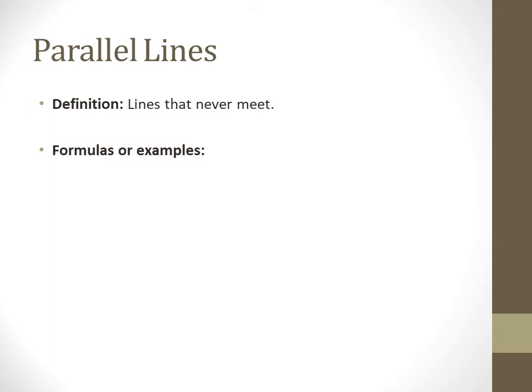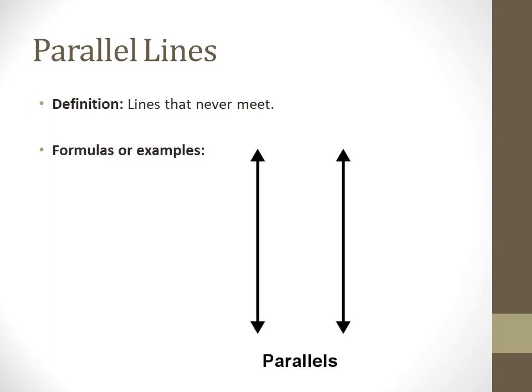Now, a couple other things that we want to keep in mind that will be important this term and next term, and will provide us quite a bit of information when it comes to measuring angles. And that is parallel lines. Parallel lines are lines that never meet. So like this, 2 lines will go alongside of each other forever and ever and ever, and they will never cross. They will never meet.